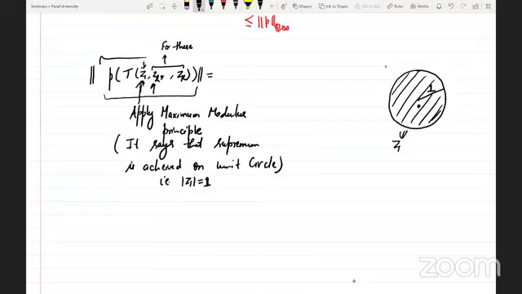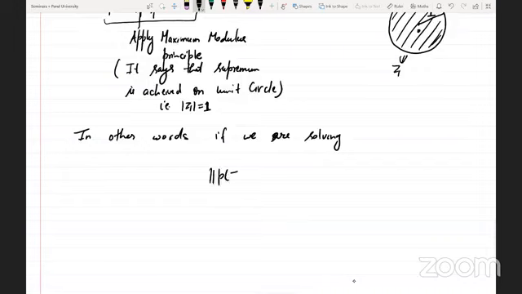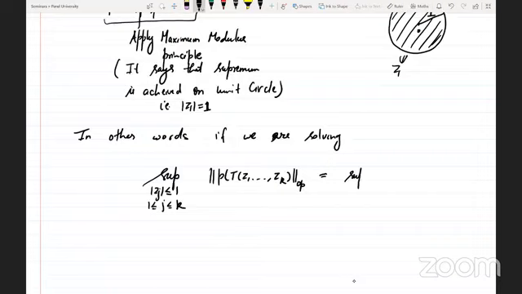So in other words, if we are solving the following, with mod Zj less than or equal to 1 for all of these, then it is nothing but mod Zj equal to 1. So that's basically the maximum modulus principle.